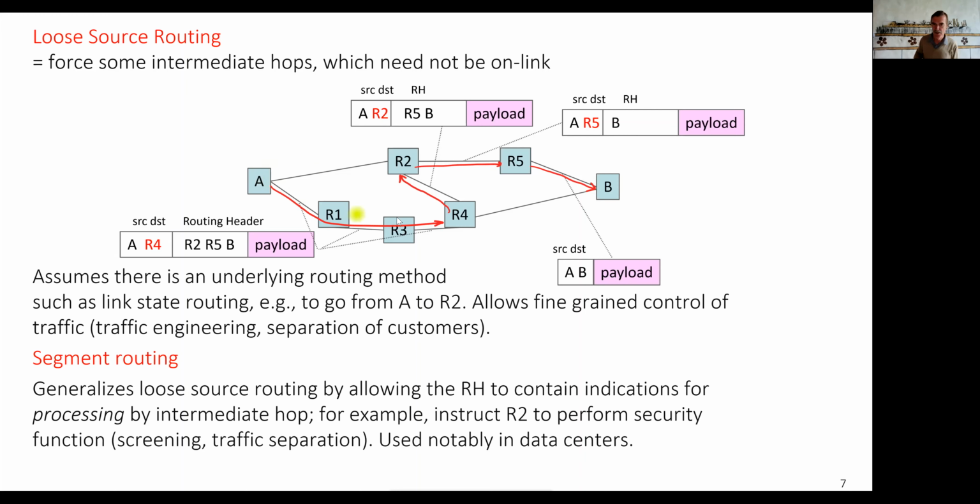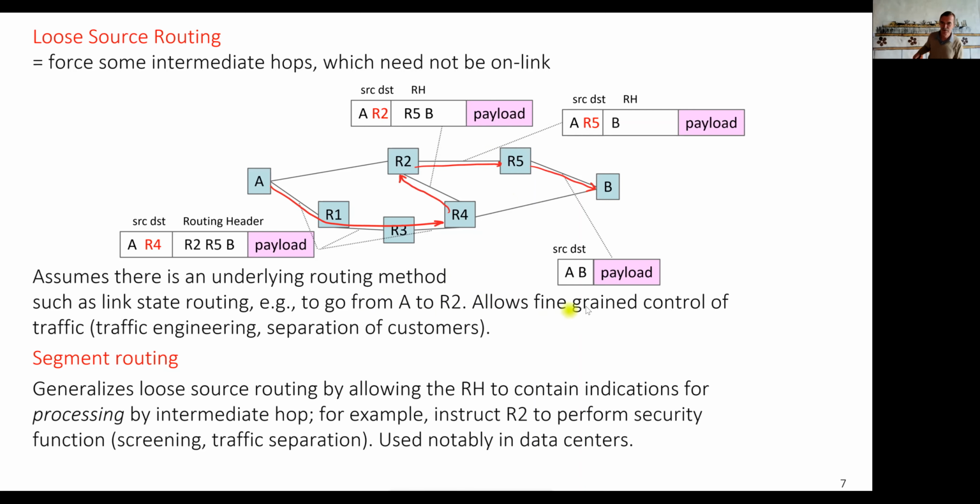So otherwise, this is the same. So A will send this packet to R4 using its routing table. R1 and R3 will use their routing table to send it to R4. R4 receives this packet, but sees that there's an extension header. So it will look at the extension header and see, oh, it's not TCP, it's a routing header. Therefore, it's not for me. I have to send it further to R2, which will do the same, etc.